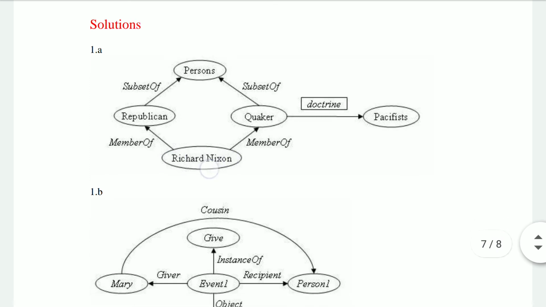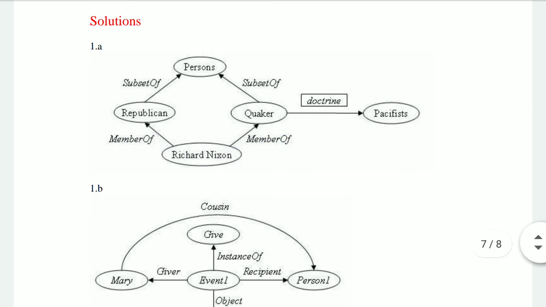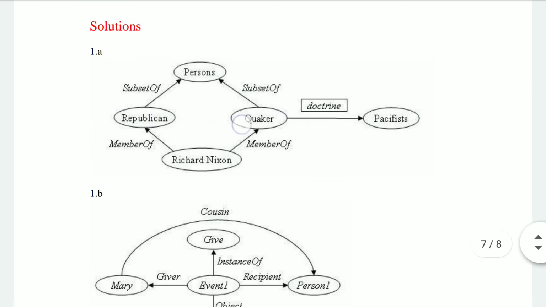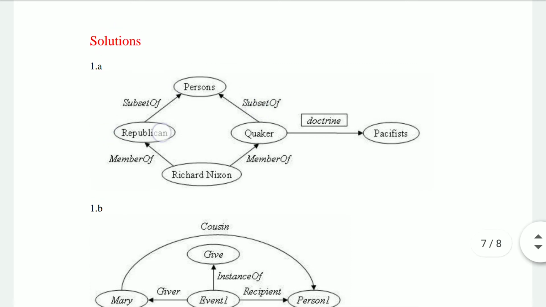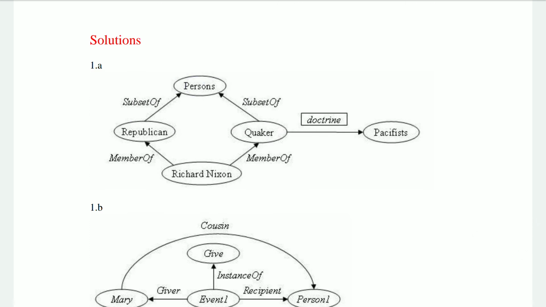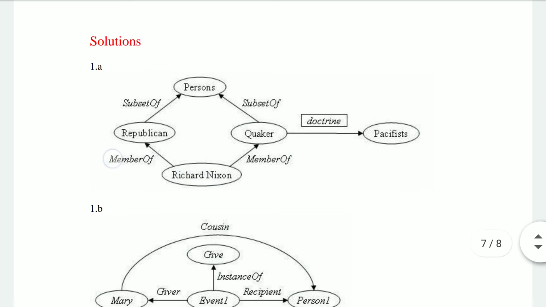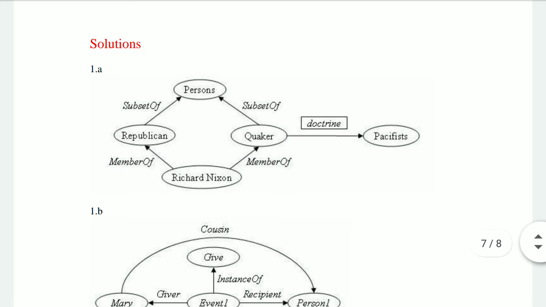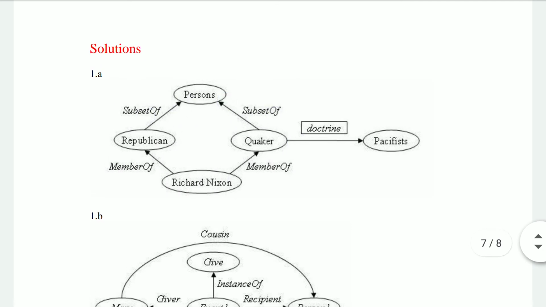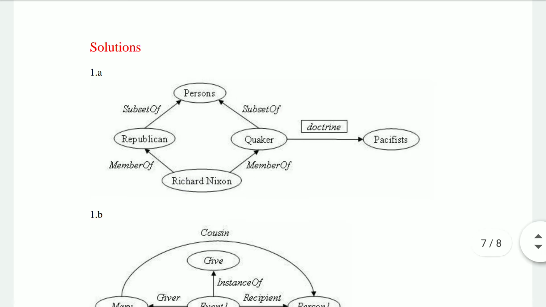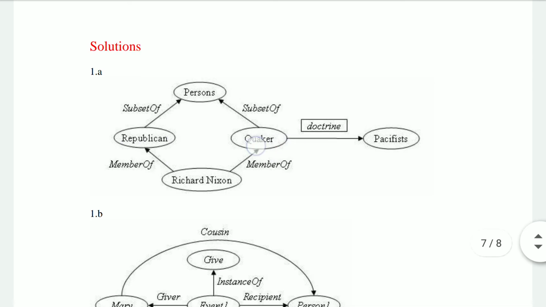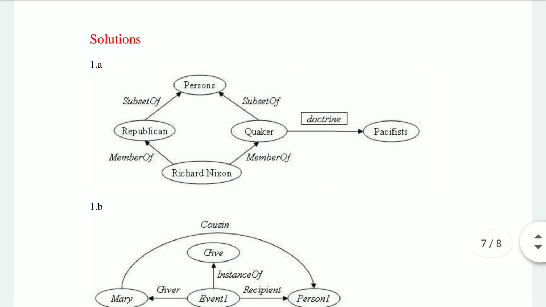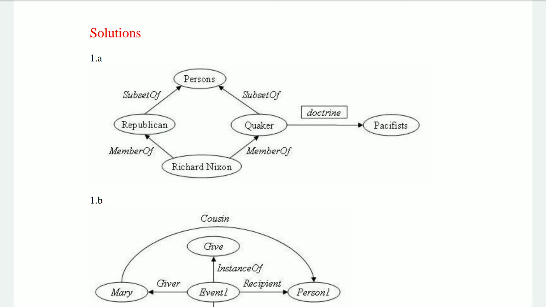We are having Richard Nixon. Richard Nixon is a member of two things, the Republican and the Quaker. Secondly, Republican and Quaker are subset of what? The persons. They both, that means Republican as well as Quaker, is person. So Richard Nixon holds an instance of Republican and Quaker, and Republican and Quaker is a subset of the persons. Now this whole part, that means Richard Nixon, who is a person and who's a Quaker as well as a Republican. So every Quaker follows the doctrine of pacifism. Here I don't have an instance and neither do I have a set in case of semantic net representation, right?